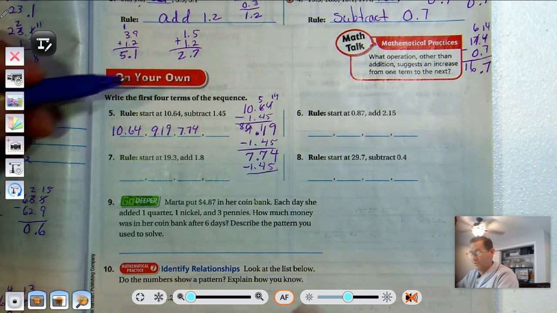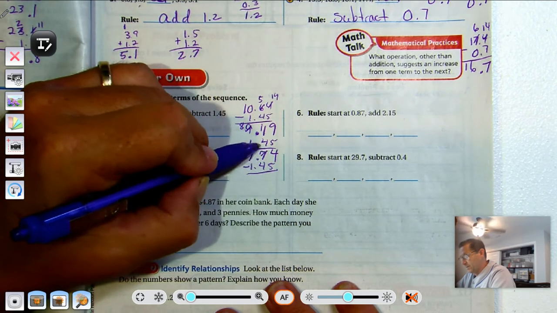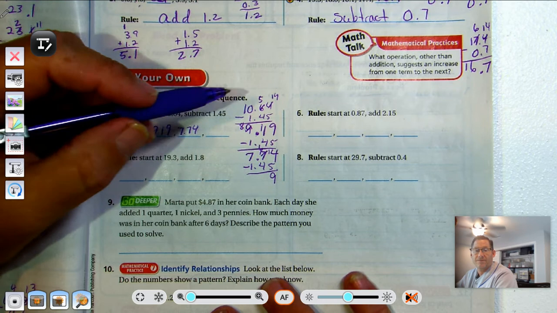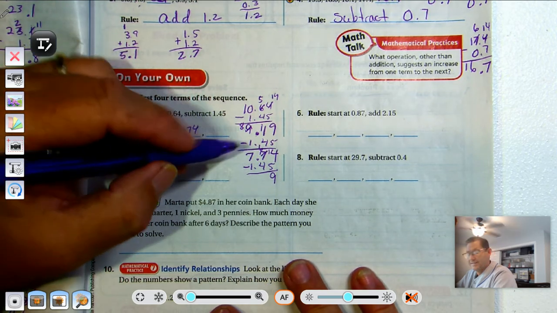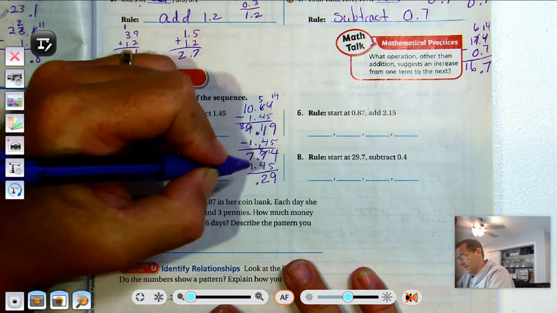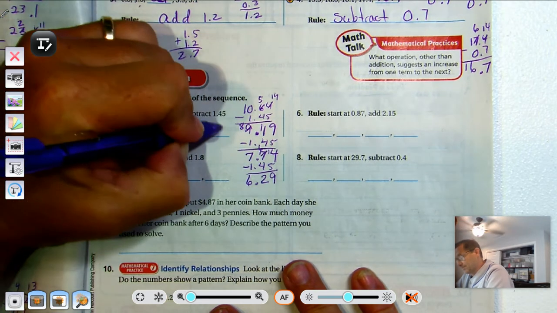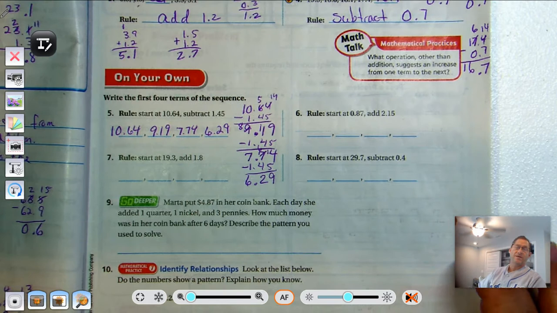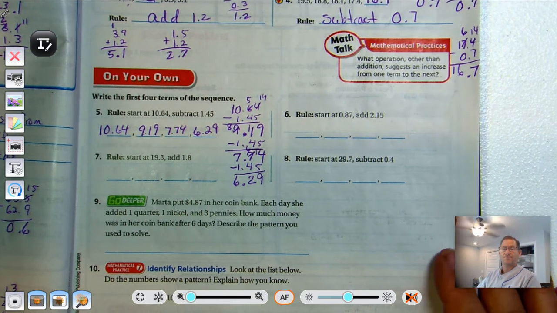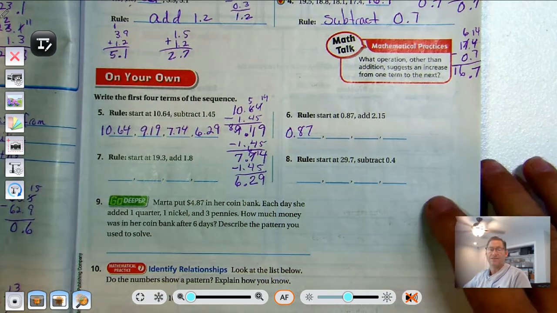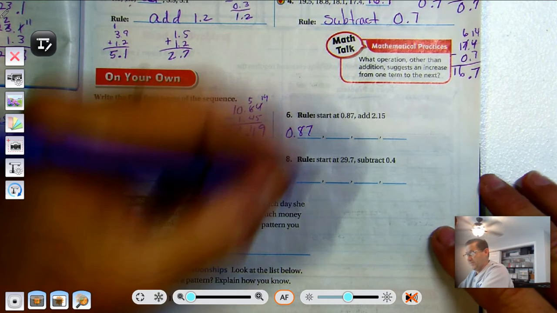1 and 45 hundredths. Can't take 5 from 4 hundredths, so let's regroup. 14 hundredths, take away 5 is 9 hundredths. 6 tenths, take away 4 tenths is 2 tenths. And 7 take away 1 is 6. Okay, 6 and 29 hundredths is the last term. Number 6. Start at 87 hundredths and add 2 and 15 hundredths.